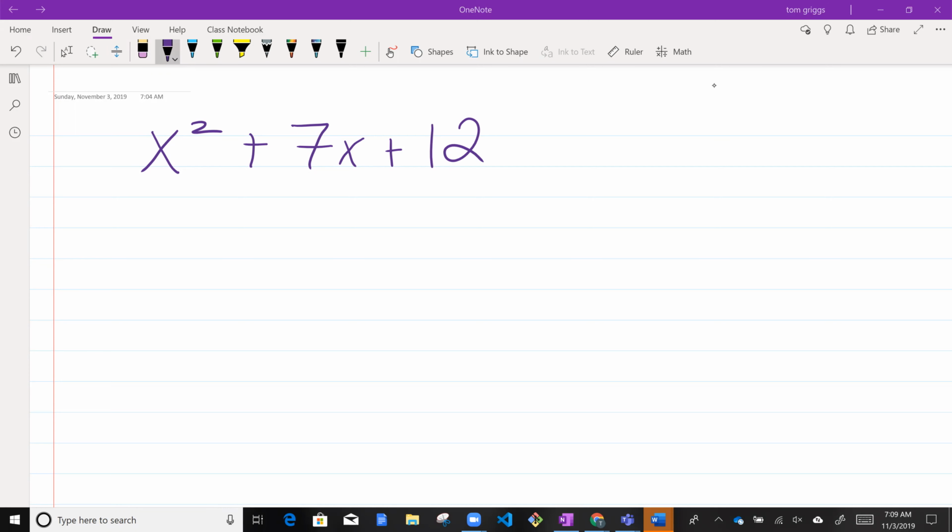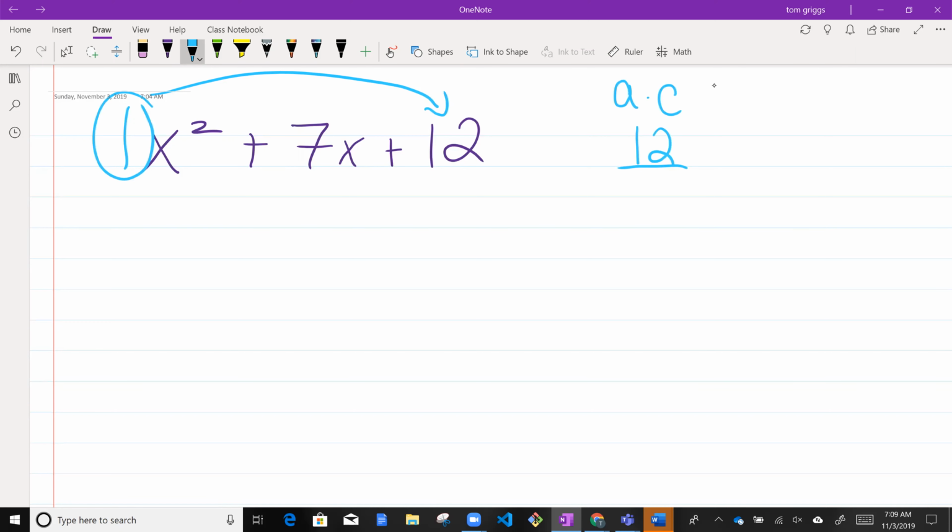You don't necessarily have to use that method. Use whatever method you're comfortable with. But we're going to start by multiplying a times c, which gives us 12. So we're going to look for factors of 12 that add together to give us b. And of course, in this particular problem, 3 and 4 are the two numbers. 3 times 4 is 12. 3 plus 4 is 7.